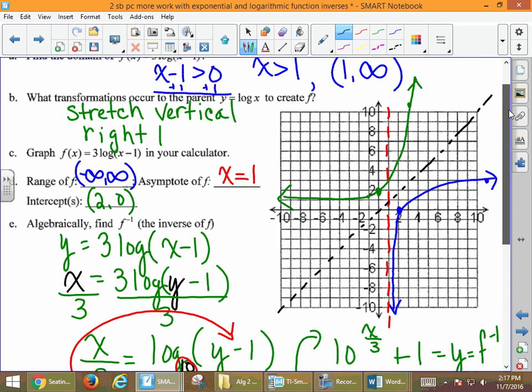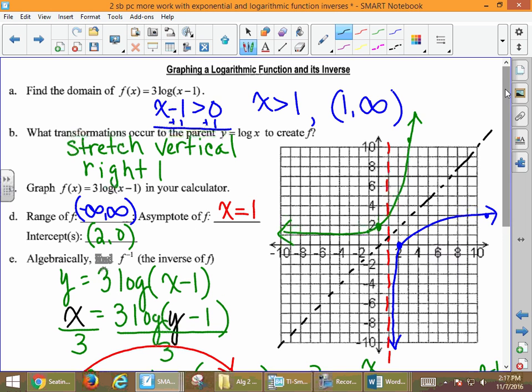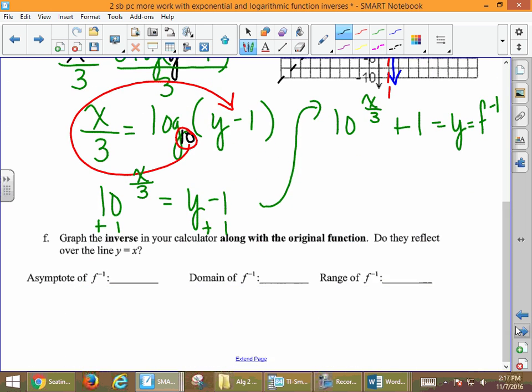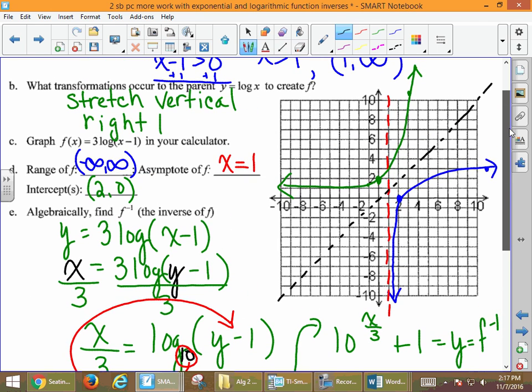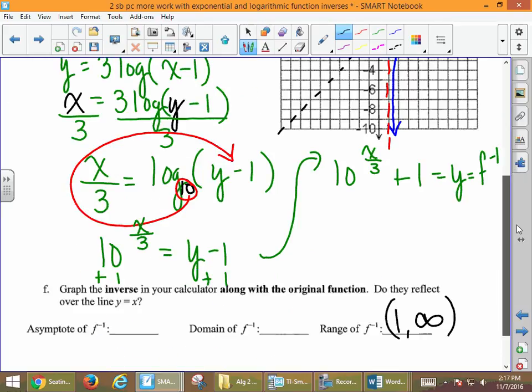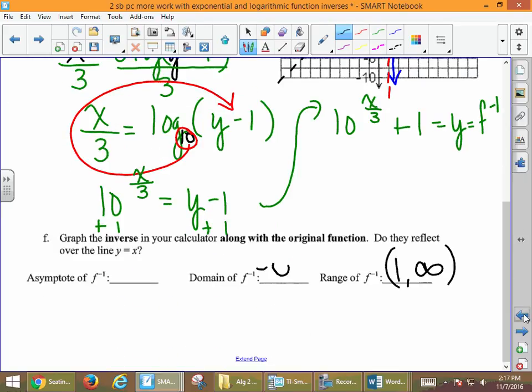Remember, we found the domain back here in A. It was 1 to infinity, which means down here that our range is going to be 1 to infinity, because we switched. The range of our logarithmic function in part D was negative infinity to infinity. It's going to become the domain of our inverse here, which is negative infinity to infinity.